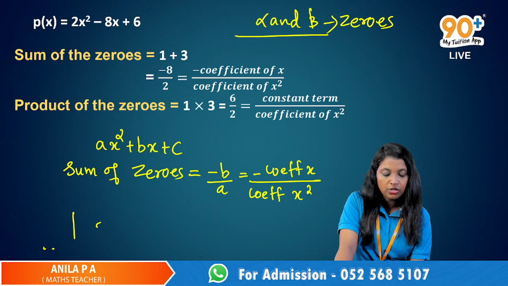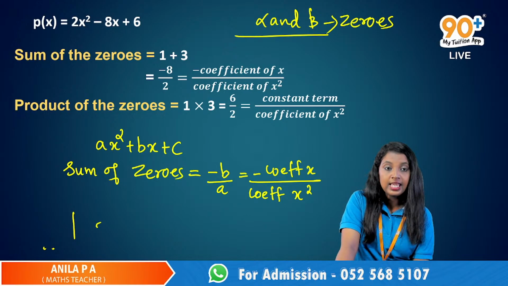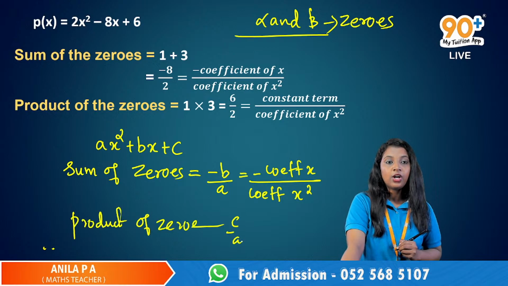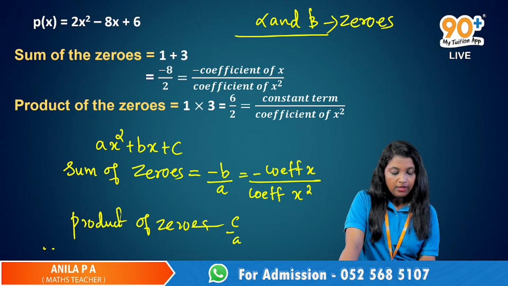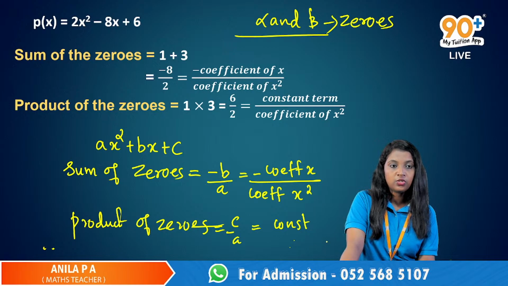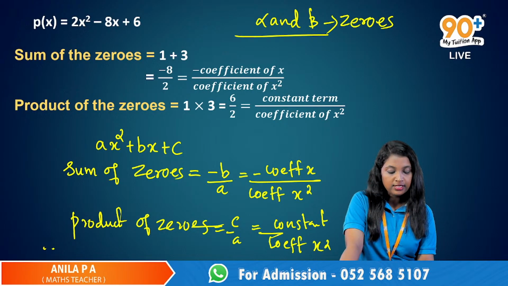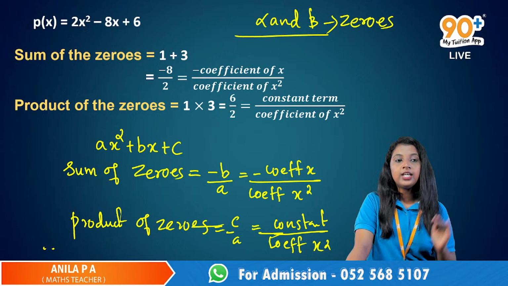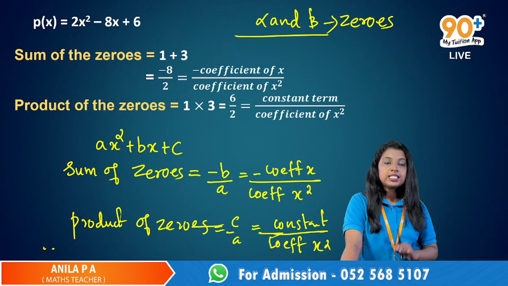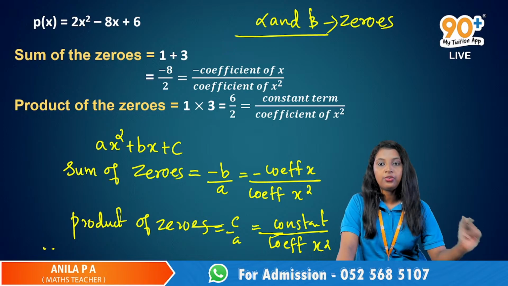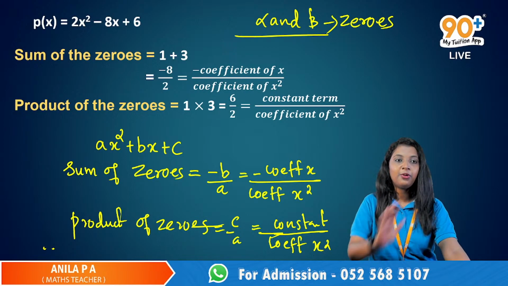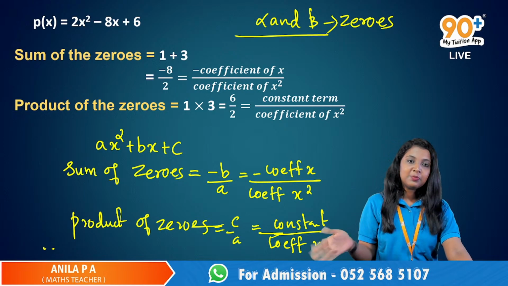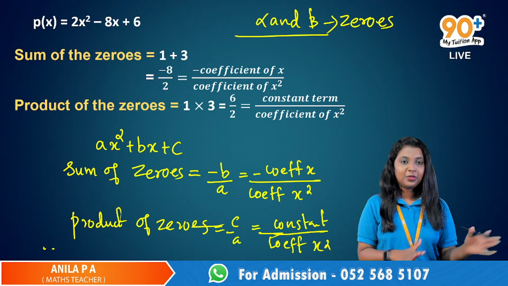And the product of zeros will be equal to c by a, where c is the constant term and a is the coefficient of x square. When we write the general form, a is the coefficient of x square. So it is c by a, or the constant term divided by coefficient of x square. That is the relationship between the zeros and coefficients. Forget about alpha, beta, then splitting the middle term and all. We will learn that.